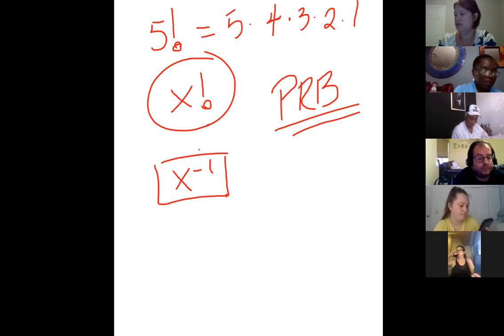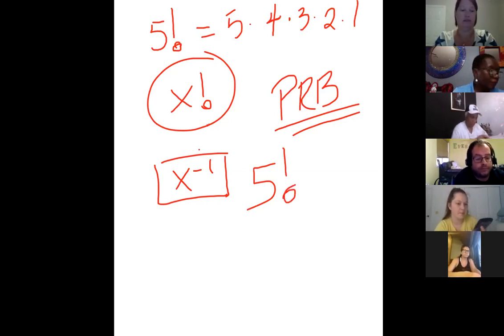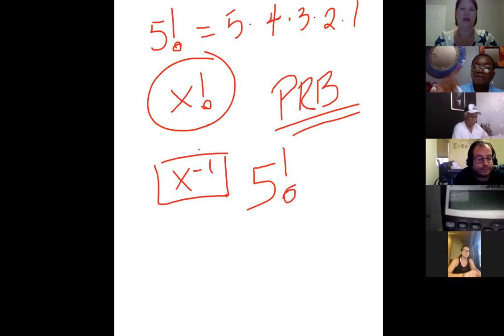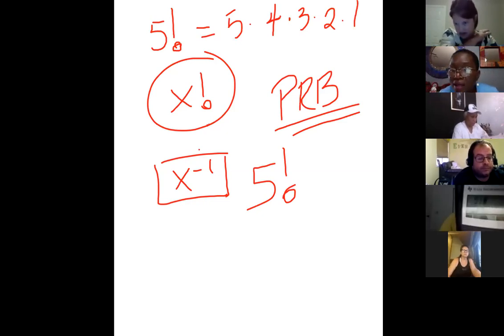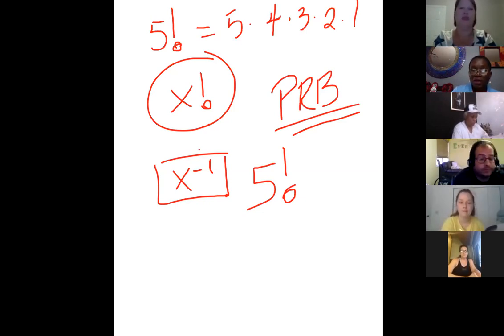So let's practice with it. You hit 5 and then hit your factorial button. You have to hit 5 and then PRB and then factorial. I think that's right. Yeah, that worked. Hit enter, Bianca, and see if it gives you the 120.